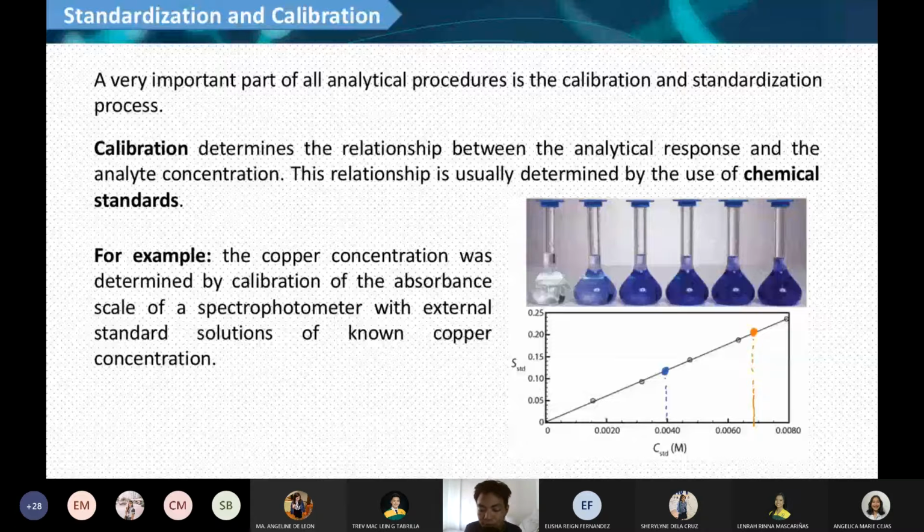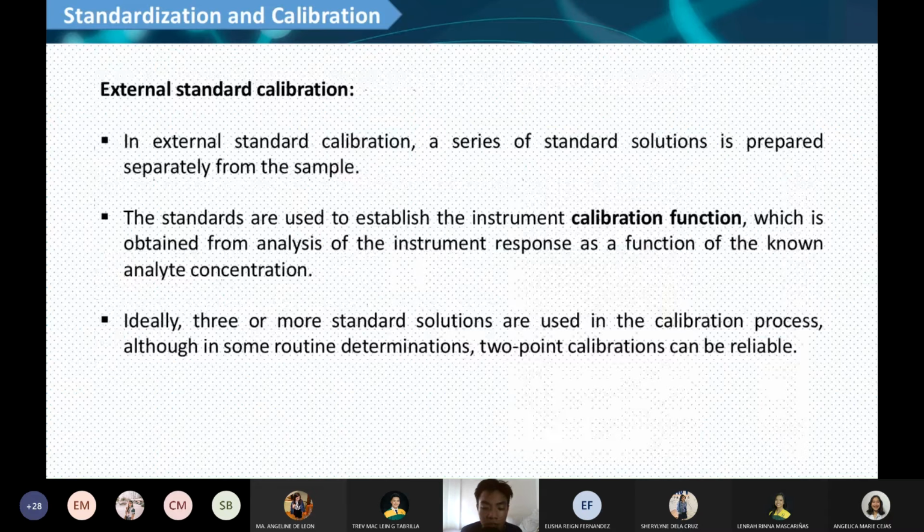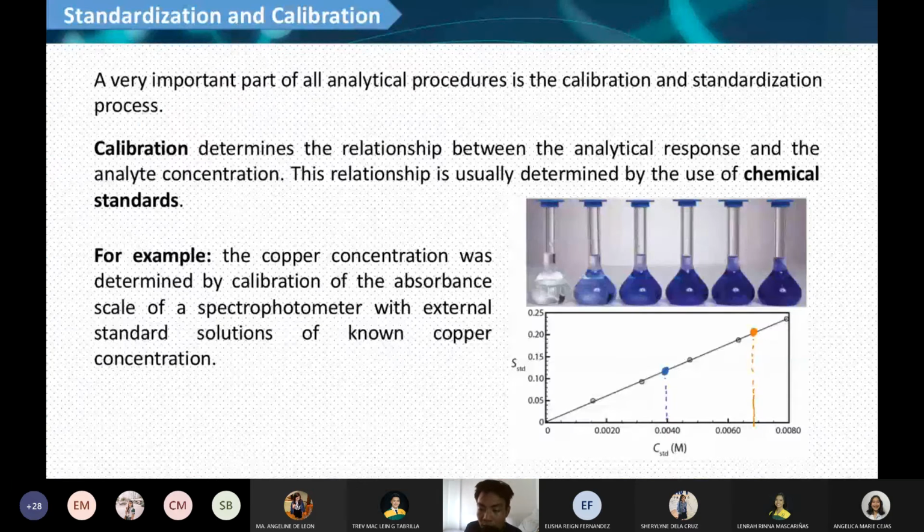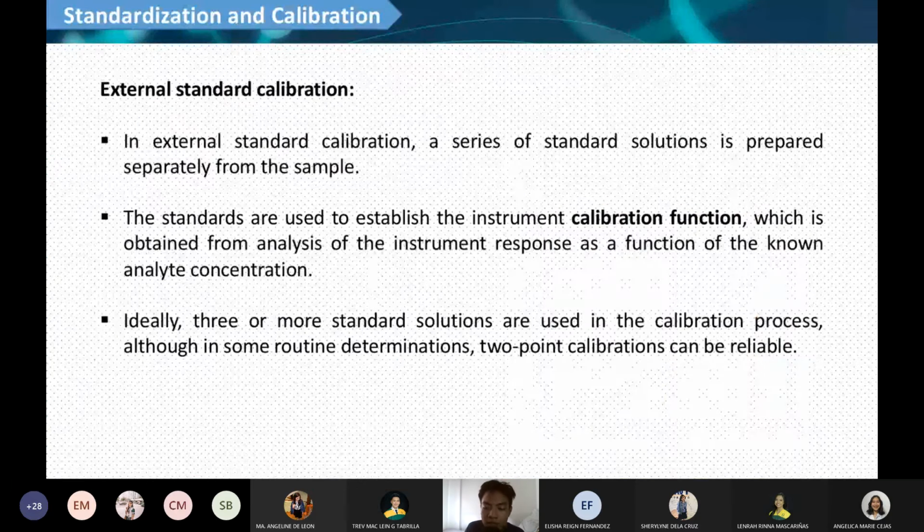No? So ganyan. The method I showed you, tawag dyan ay external standard calibration. So yung tawag dito sa ginagawa natin na to ay external standard calibration. Bakit siya naging external standard calibration?